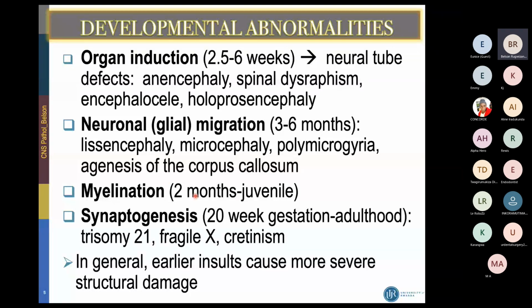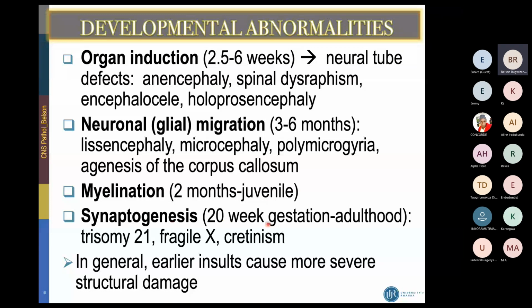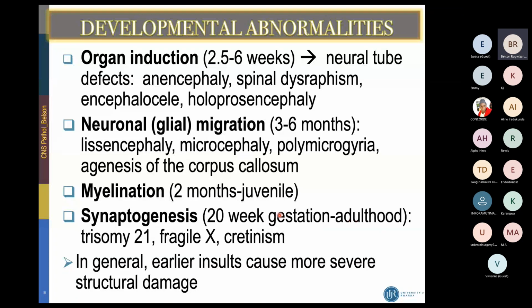The problem with myelination can take place from 2 months up to when someone is a young person. Synaptogenesis takes place at around 20 weeks of gestation up to adulthood. So someone can have a problem with synaptogenesis, for example those having trisomy 21, or those with fragile X syndrome, and those with cretinism, remember we saw this in the thyroid pathology. In general, early insults cause more severe structural damage. That's why, probably, during the first trimester of the pregnancy, the woman must be very careful.